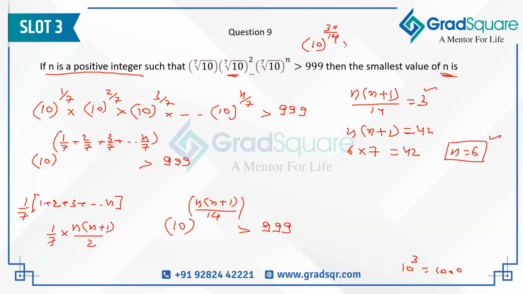N equal to 5 will not be the smallest value. N equal to 6 will be the smallest value. And that's the answer for this question.